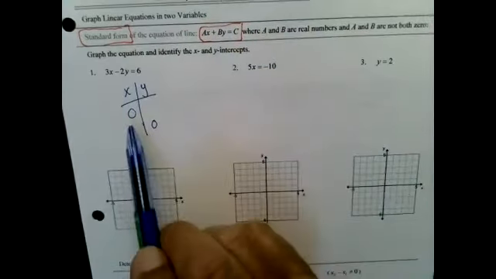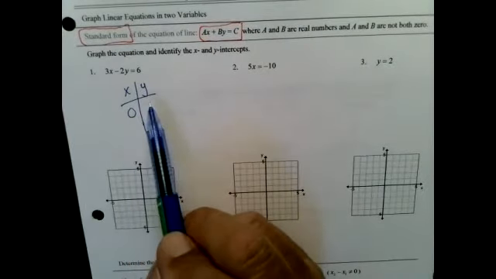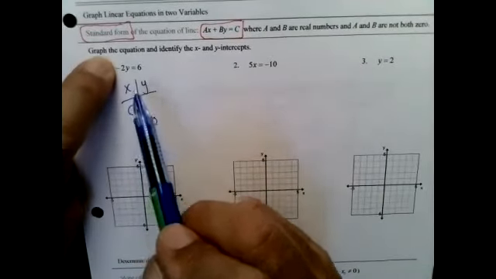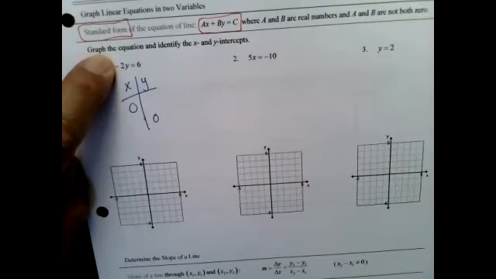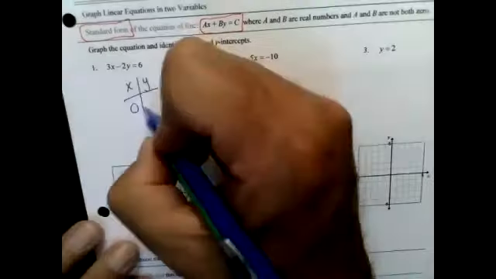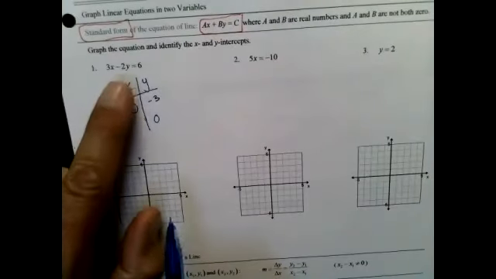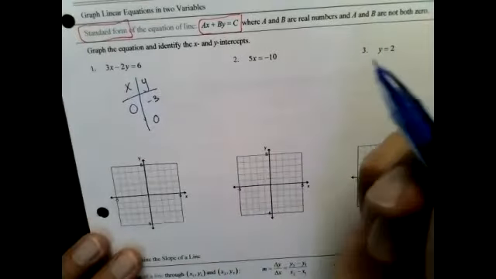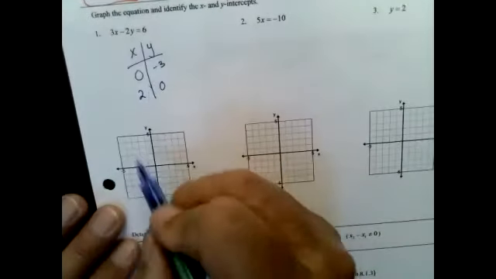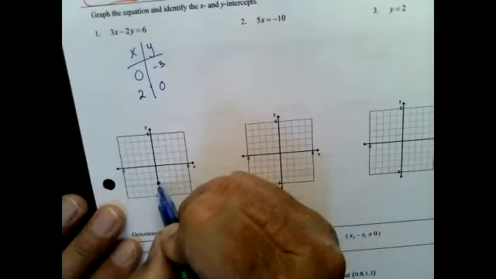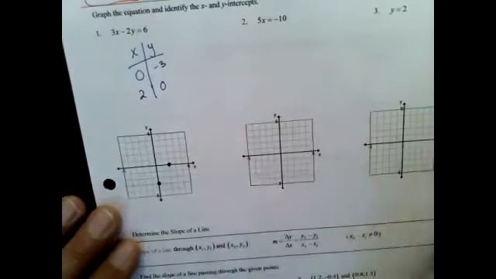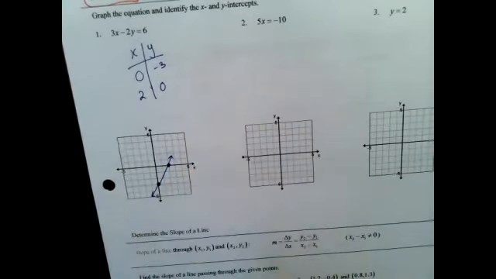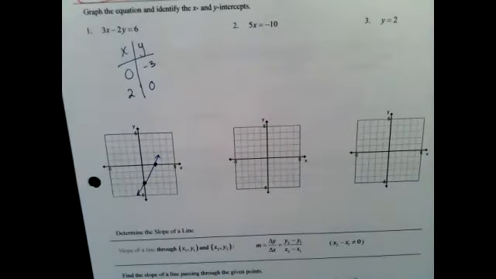I say 0 for x. So that means this x term is gone. What's y? -3. Good. I say 0 for y. That means cover that bad boy up. What's x? 2. So I have the point 0, -3. And I have the point 2. And I know it's a straight line. It goes on and on and on.